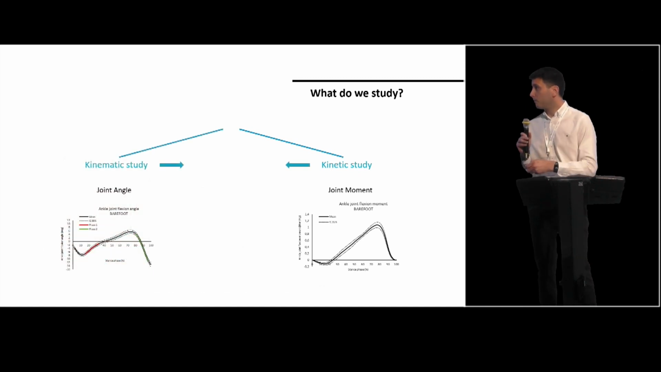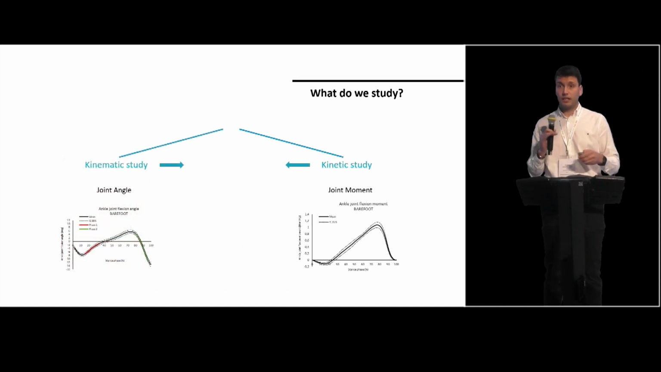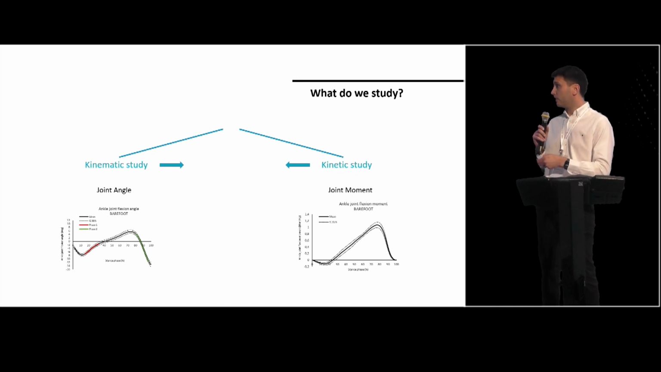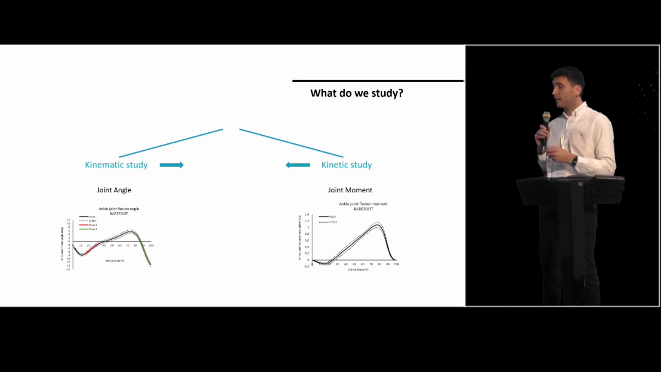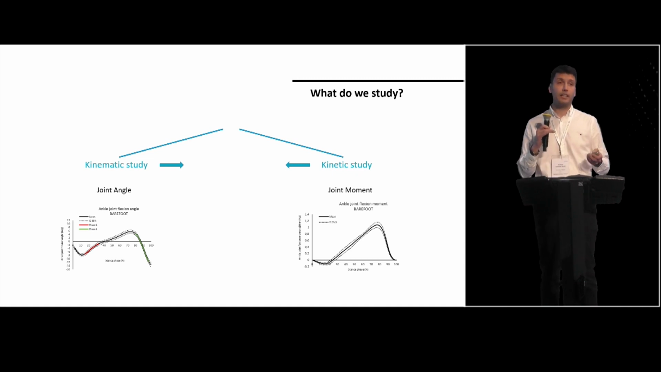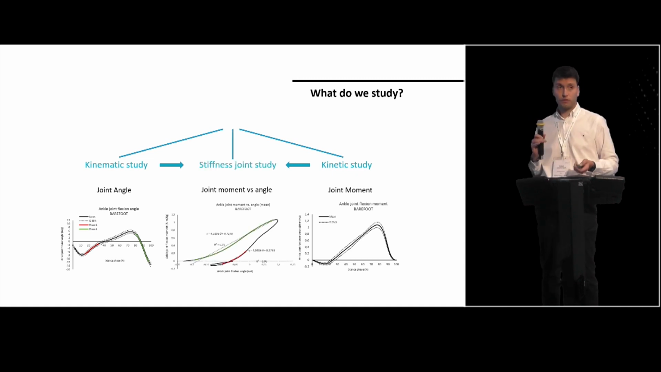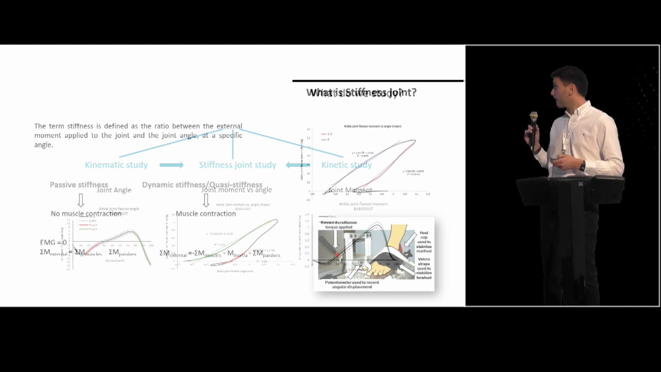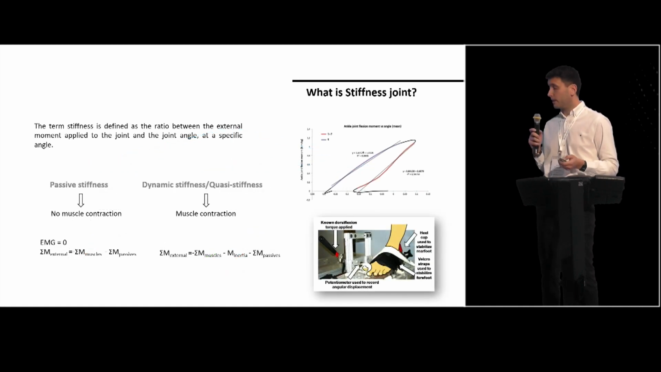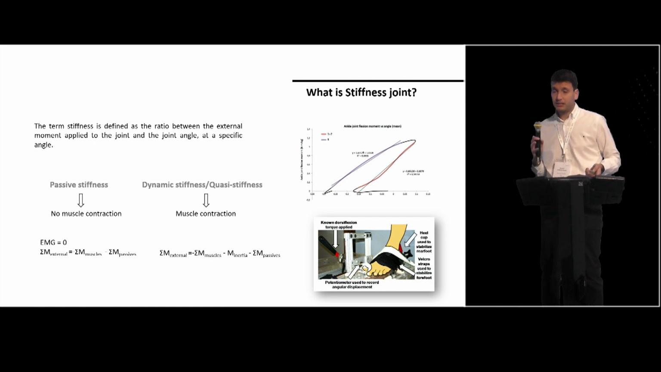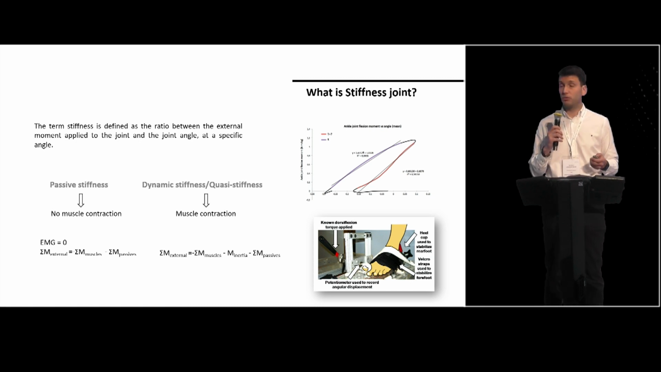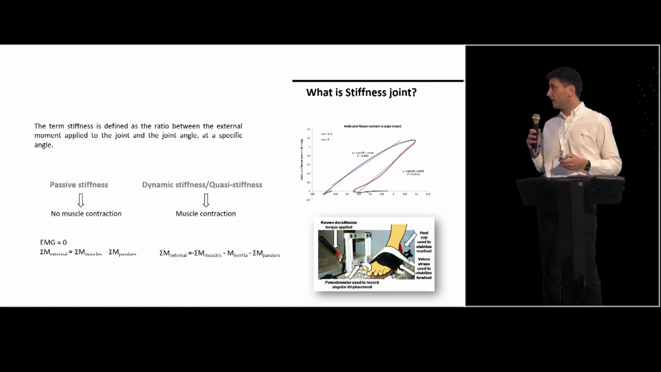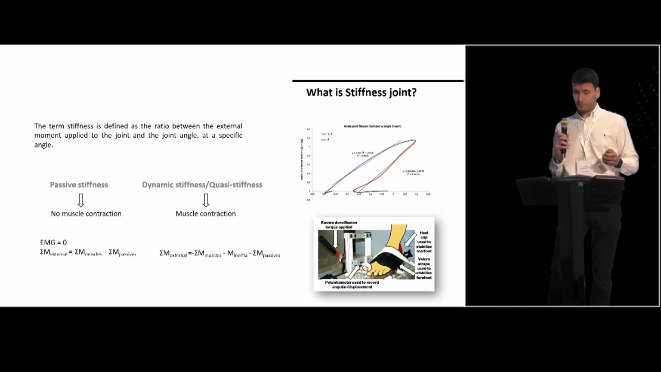With the data from the kinematic study, the joint angles, and the data from the kinetic study, the joint moments, we can now analyze the joint stiffness. What is joint stiffness? Well, from a biomechanical perspective, the term joint stiffness is defined as the ratio between the external moment applied to the joint and the joint angle at a specific angle.